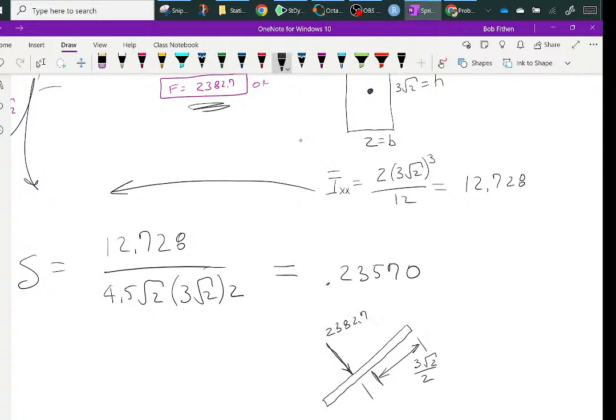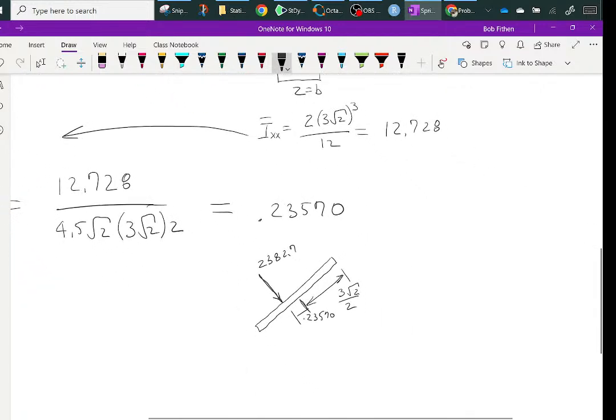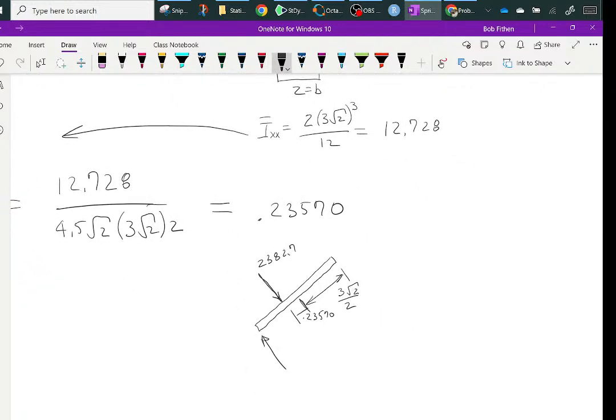2382.7, and this part is 0.2357. So now I have a load here and I have a load back here. And so now I guess what I'll do is sum the moments. I guess this was point A and this was point B. So I'll do sum of the moments about A equals 0.